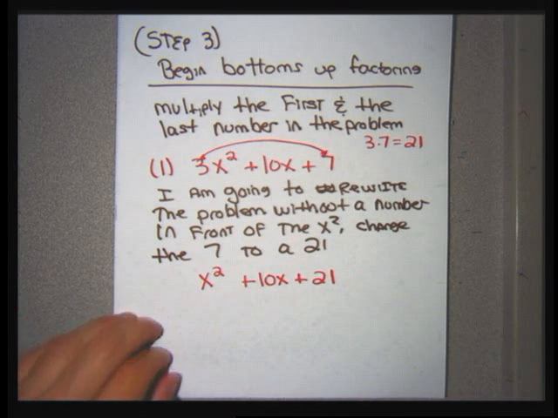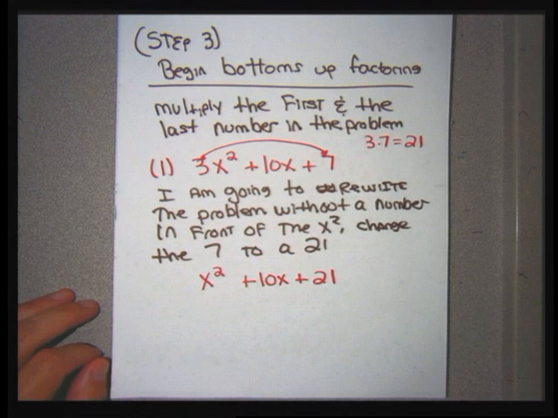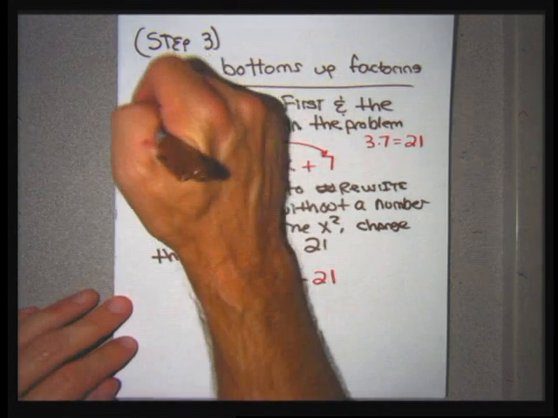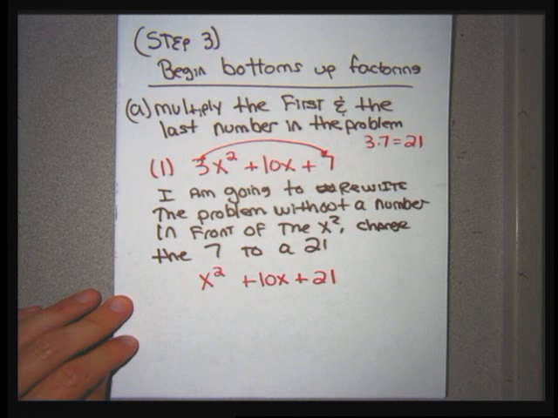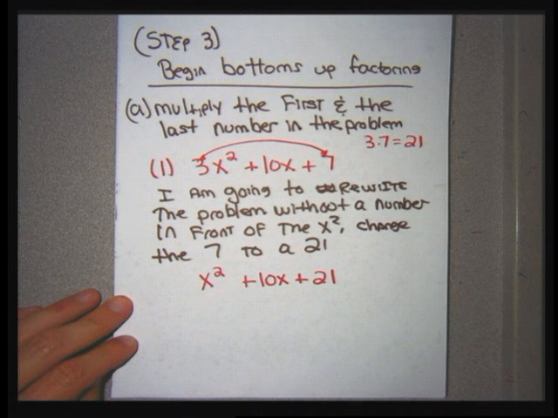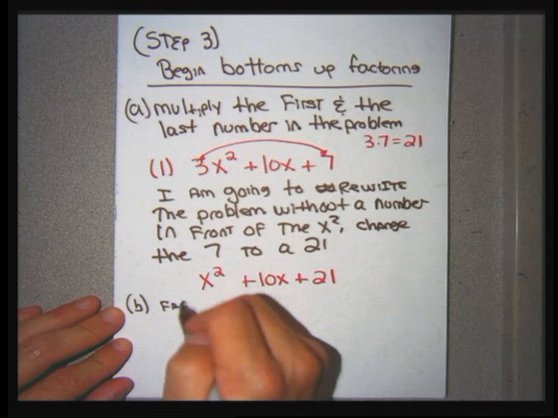Because I multiplied by 3, at some point I'm going to divide by 3, but not right away. So that's the beginning of bottoms up. I multiplied the first and the last number, and I rewrote the problem without a number in front of the x squared, and I changed the last number to what that multiplication came out to be. Now I'm going to factor this.